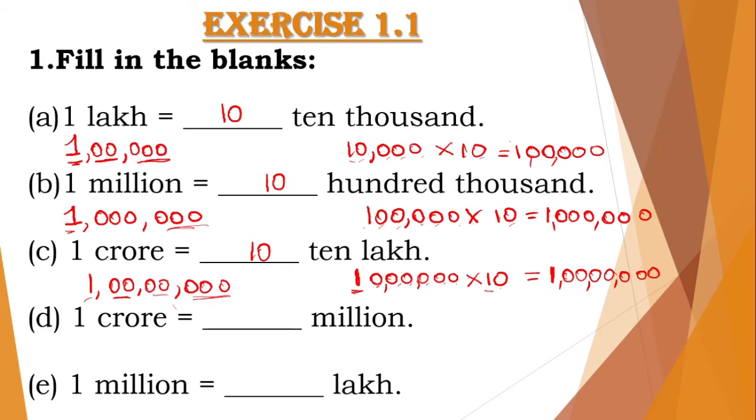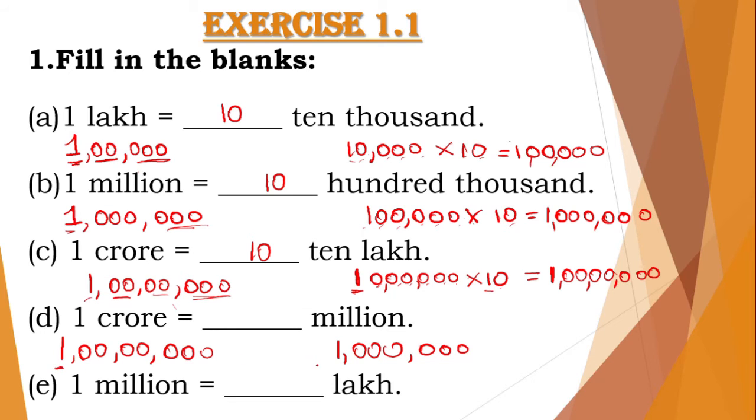Now in the next question, we have 1 crore is equal to dash million. Okay. Now let's write 1 crore. So 1 crore has 7 zeros, as I said. So we will put 7 zeros next to 1. So this is 1 crore, right? Now million. So million has 6 zeros. So this is million. Now let's compare them.